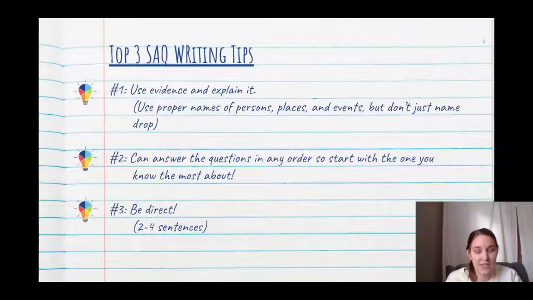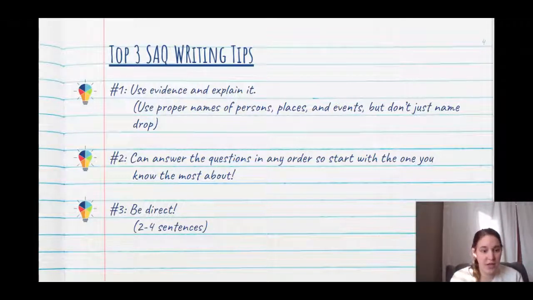My top 3 tips, which I'm going to go really quickly through, is to use evidence. So you need to have specific persons, places, and events when you are asked for it. And a lot of times they will ask for a specific piece of evidence. You can answer them in any order. So let's say when you're reading the 4 options for your short answer questions, you could answer number 3 first if you wanted to. And then make sure to be direct.